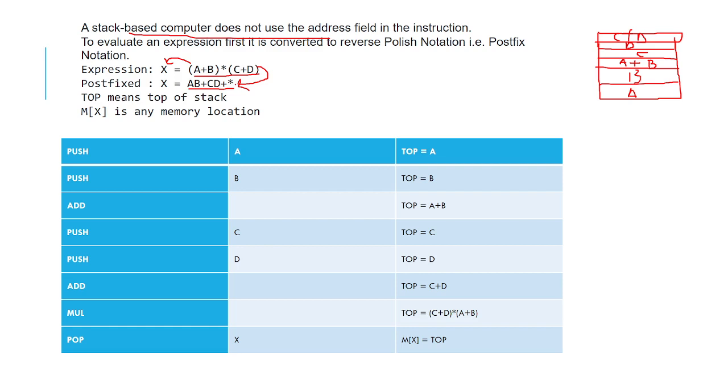Now what operation? Now this is the multiplication. Multiplication of these two expressions. The end result will be A plus B asterisk C plus D. This will be the result. Got it? This will be the result at the top.